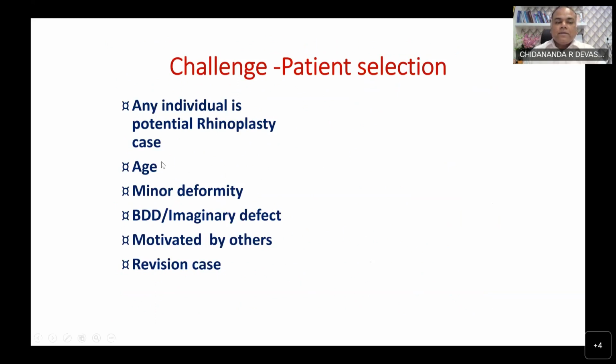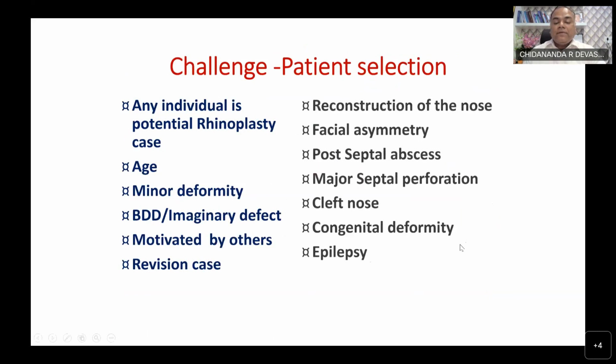The age is controversial, so usually we do rhinoplasty after 18 years, or 16 to 17 years, depending upon the requirement. If the patient has a minor deformity, an imaginary defect, body dysmorphic disorder, or is motivated by others, then these patients are not good candidates for rhinoplasty. Even in revision cases, sometimes the patient may not be happy with your results.